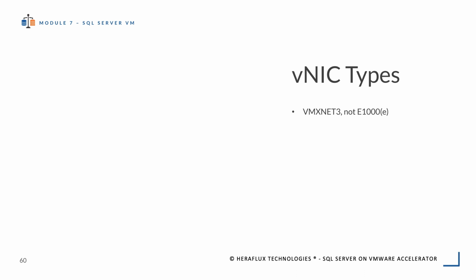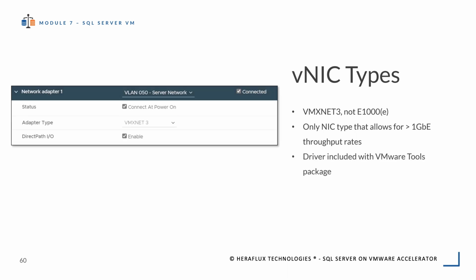All modern operating systems come default with drivers that work for the Intel E1000 and E1000E network adapter types, and these are emulated within VMware. It's the default network adapter type for just about all virtual machines today. Unfortunately, the driver prohibits network throughputs from going above 1 gigabit throughput rates, even if you're on a 10 gig network or faster.